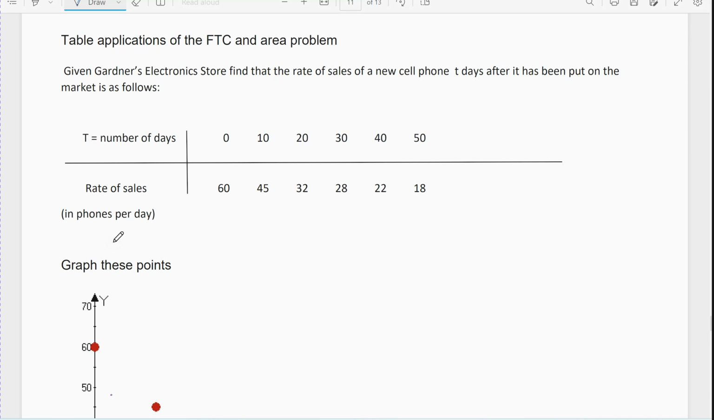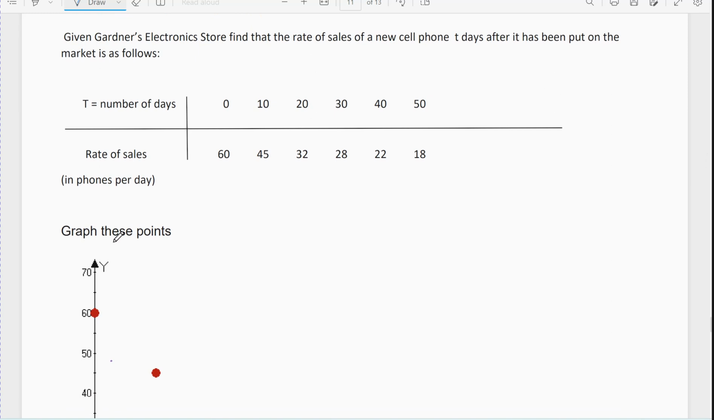All right, so what we mean by a table example: we're given an application where we have table values. This one represents the rate of sales, and rate means derivative, so we can find how fast cell phones are selling, the speed at which cell phones are selling, t days after they've been released.